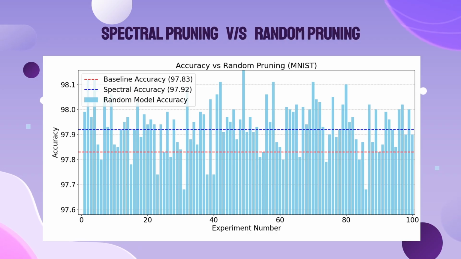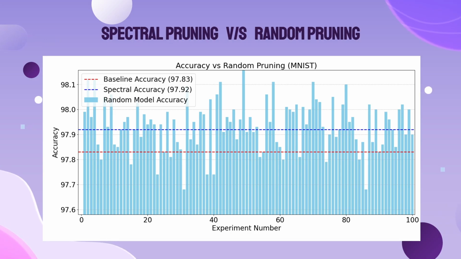As you can see, the baseline, which is in the red color, is the baseline accuracy, which is the accuracy of the original model without any pruning. And the blue line is the spectral accuracy, which is the accuracy we attained by using the pruned version of the model using adjacency edge index, and it is higher than the baseline accuracy.